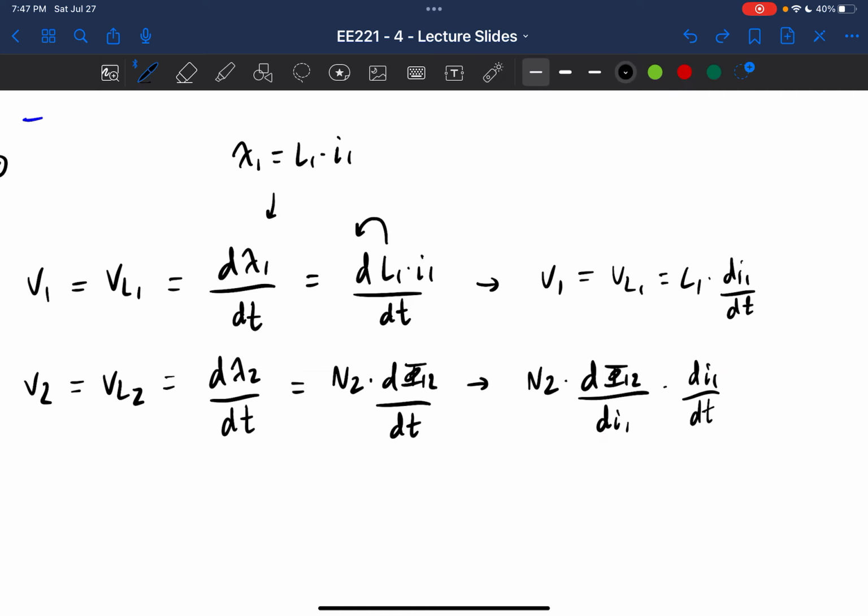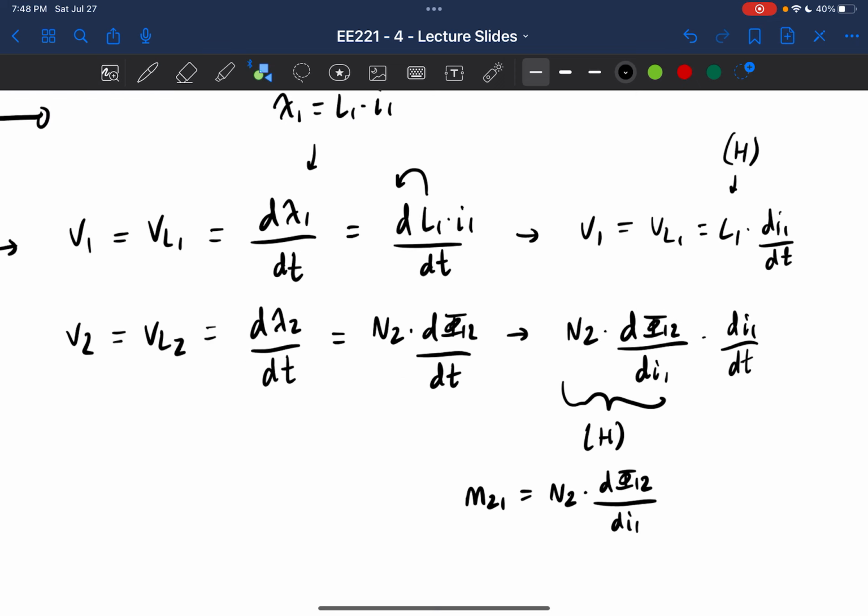So to keep units correct, we know this is in units of henries. This term here would also have to be in units of henries. And so this term right here that I have bracketed, that term is called the mutual inductance, linking coil 2 to coil 1. Okay, so M21, my mutual inductance here, is N2, the number of turns of coil 2, multiplied by the rate of change of the flux between coil 1 and coil 2 with respect to current number 1, okay? And so this looks incredibly complicated.